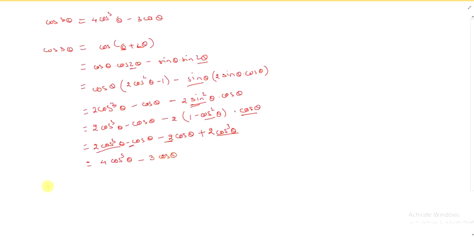So this is our required result, that is cos 3 theta is equal to 4 cos cube theta minus 3 cos theta. So it is too simple to prove this one, and try to solve or to prove it independently by your own way again.